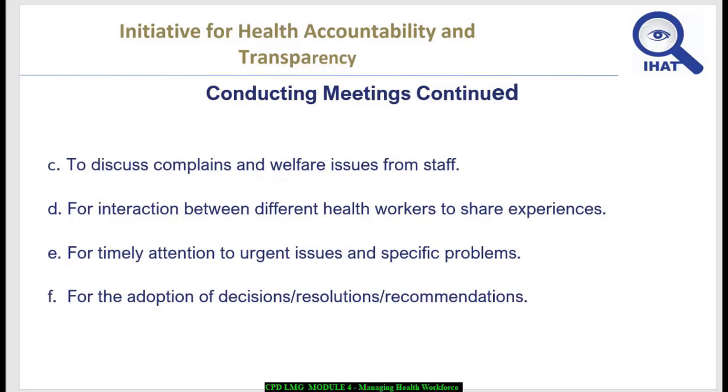Meetings are also used to discuss complaints and welfare issues from staff and for interaction between different health workers to share experiences and for timely attention to urgent issues and specific problems. Meetings are also used for adoption of decisions, resolutions, and recommendations.